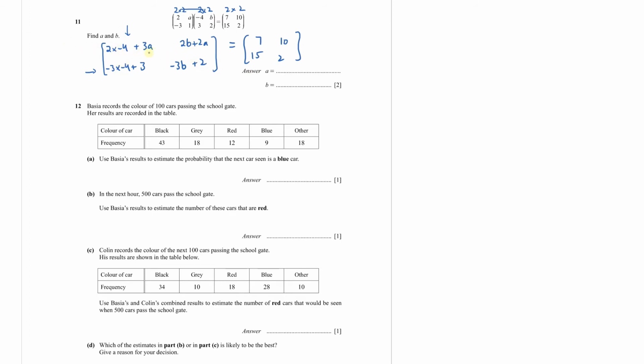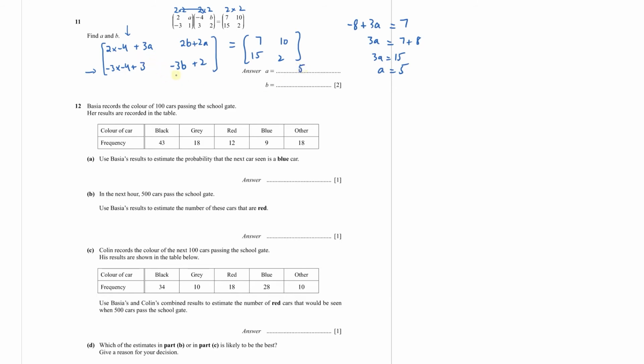Here I have only a as the unknown in this equation, so I can equate this value with the corresponding value, which is 7. 2 times minus 4 is minus 8, plus 3a is 7. So 3a will be 7 plus 8, which is 15. So 3a equals 15 and a equals 5. The value of a is 5.